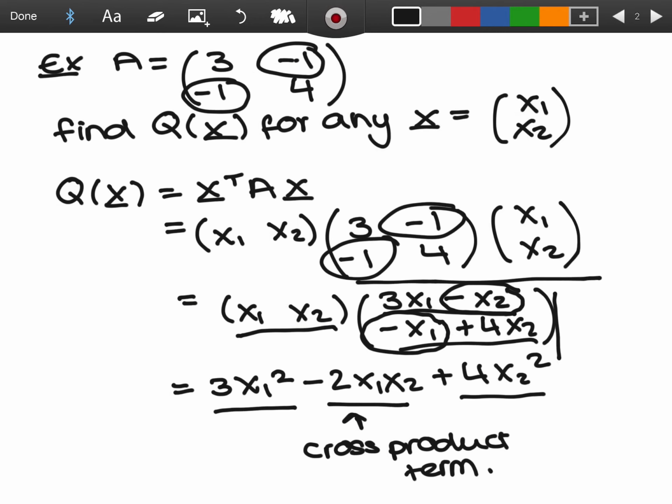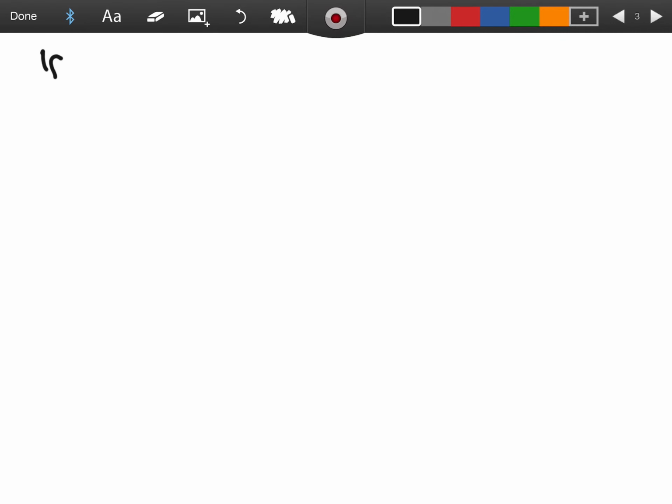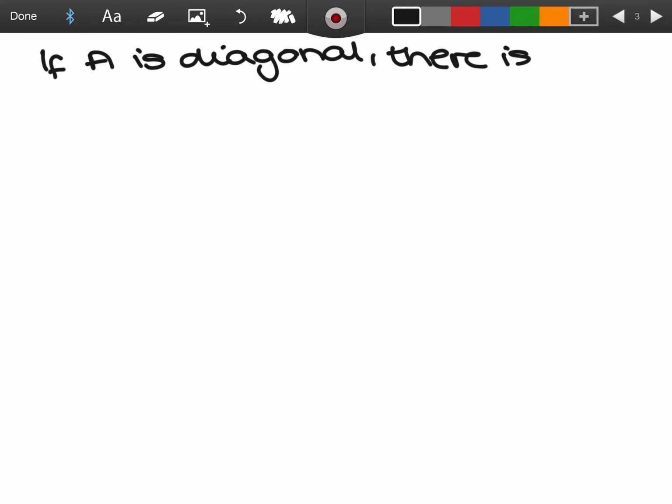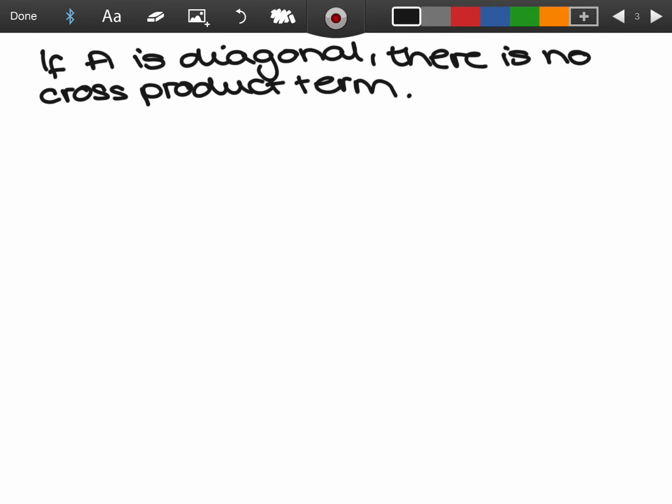Okay. So if A would have been a diagonal matrix, I wouldn't have had that cross product term. So if A is diagonal, there's no cross product term. Keep that in mind, because remember, we like things to be diagonal. It makes our calculations so much simpler. And we'll see why in a second.